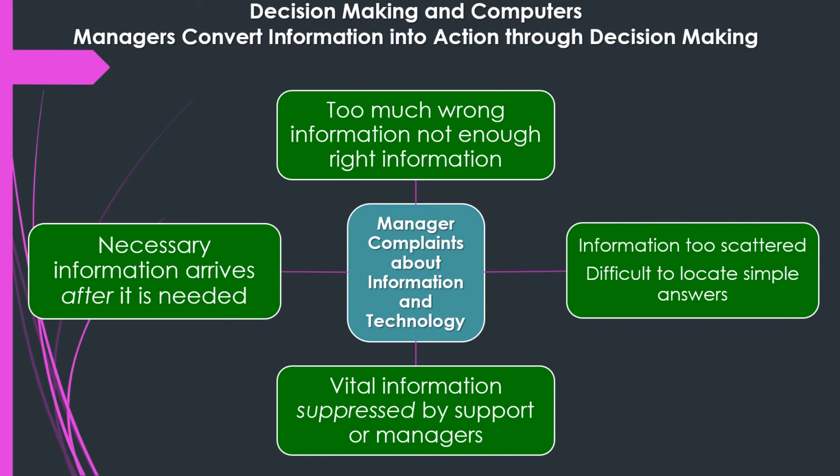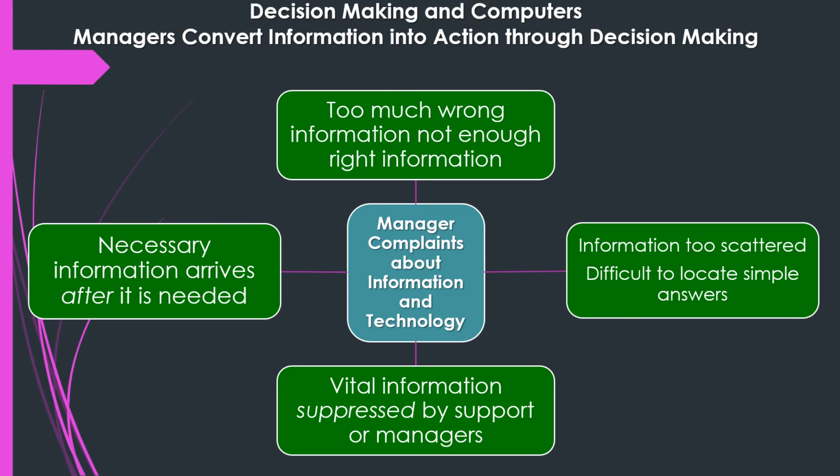Let's look at some of the common complaints or issues that come to the manager related to information and technology. First one is information is too scattered. It's difficult to locate simple answers. What we want to do is make sure that all the information is collected and we're really looking at the most relevant information for the issue. Number 2, vital information is suppressed by support or managers. So we want to make sure that the most important information is rising to the top, like the cream rises to the top, right? Get the most important information to help make those decisions.